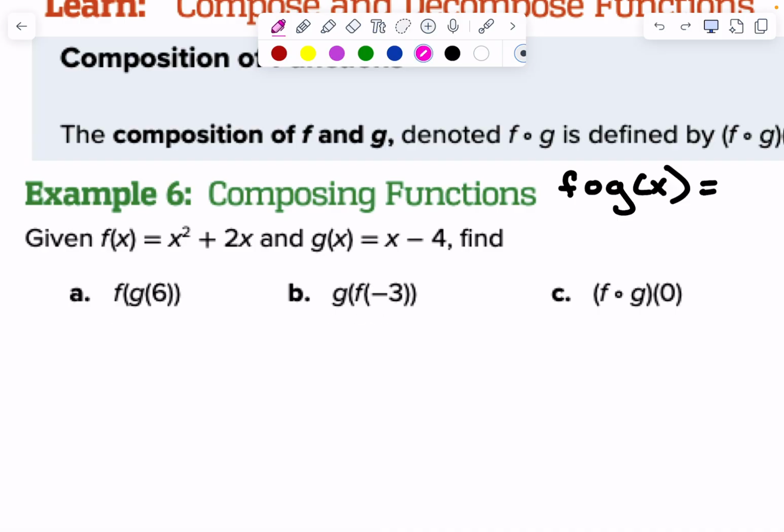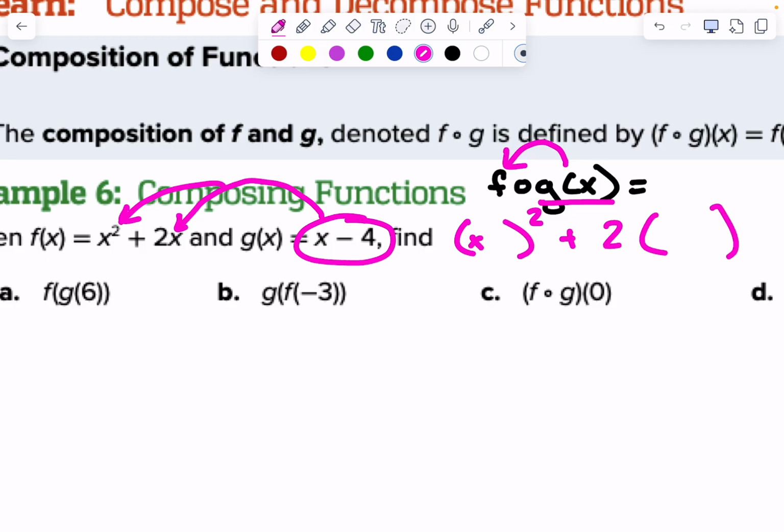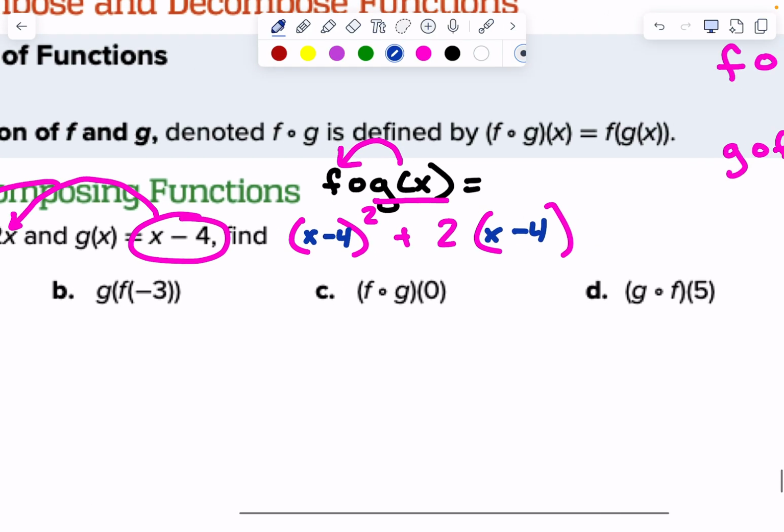What this means is we're taking g and we're plugging it into f. So this goes into f where the x's are. Since there's two of them, they go in both places. So instead of x squared plus 2x, x minus 4's go in those spots: x minus 4 and x minus 4. So f composed of g.